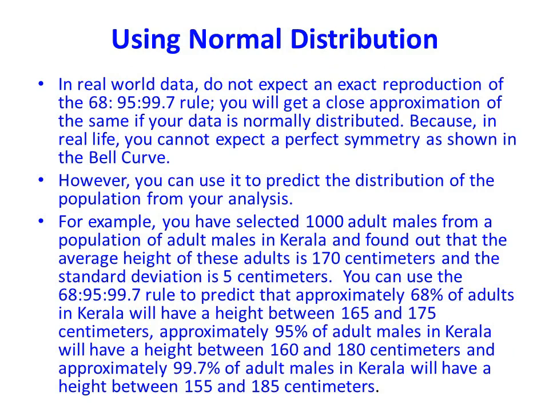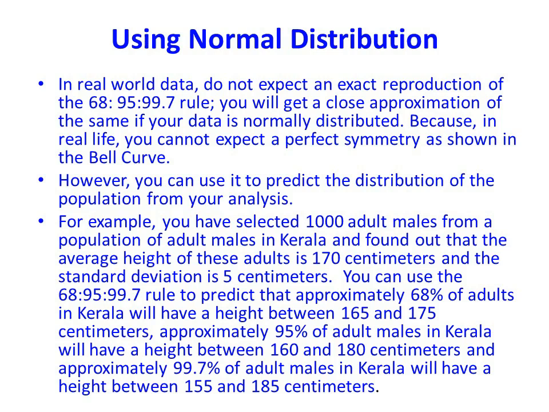Using normal distribution, in real-world data, do not expect an exact reproduction of the 68, 95, 99.7 rule. You will get a close approximation of the same if your data is normally distributed. Because, in real life, you cannot expect a perfect symmetry as shown in the bell curve. However, you can use it to predict the distribution of the population from your analysis.